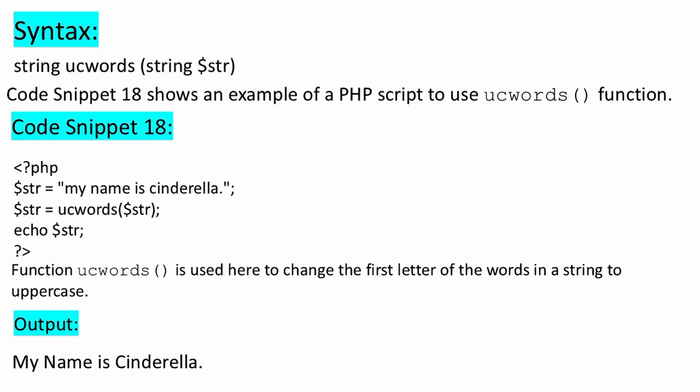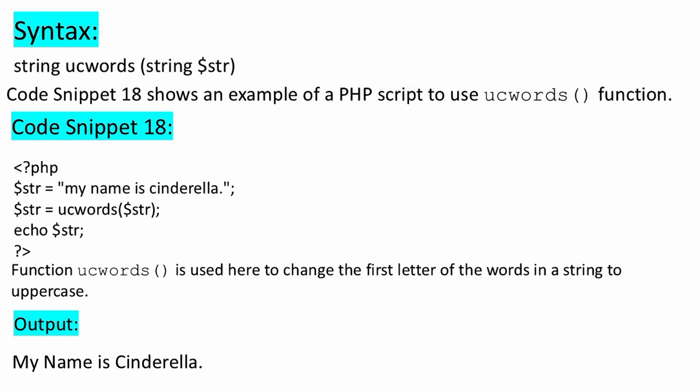Now let's look at the syntax and a simple example of how the ucwords function works in PHP. The syntax for this function is written as string ucwords, string $str. It takes one parameter, which is the string you want to modify. The purpose of this function is to change the first letter of every word in the string to uppercase, making your text look more polished and properly formatted.